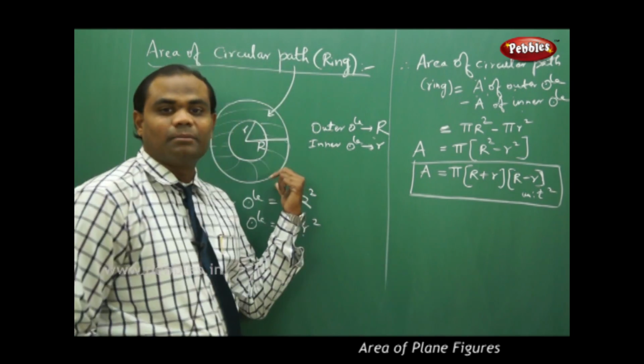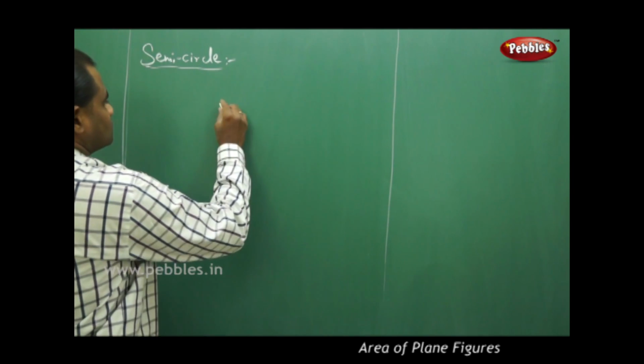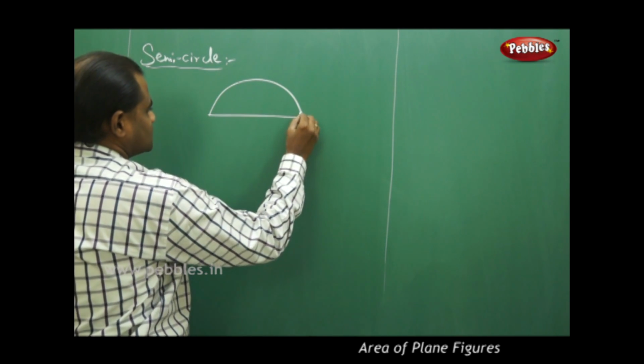Now, a semicircle is half the circle. We all know that a semicircle is half of the circle. So let's find the area and circumference or perimeter of a semicircle. When I just take the semicircle, the definition says that it is half of the circle.